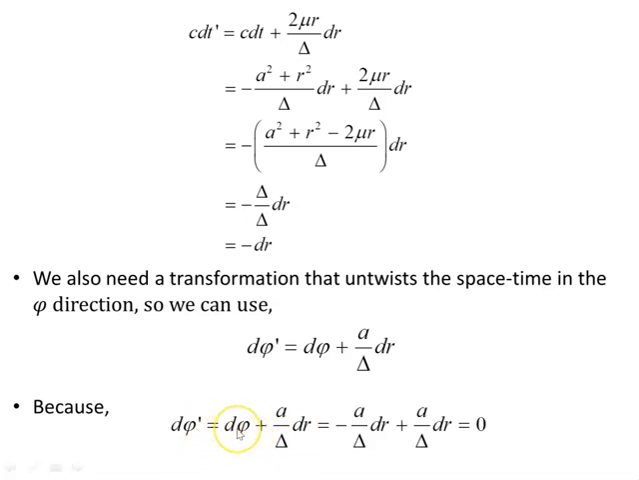d phi dash becomes then d phi plus this bit here, and this acts to untwist the space-time. So we have this transformation that untwists the space-time in the phi direction. Remember how due to the rotation, the frame dragging effect, where space-time itself is dragged around, curved and twisted around due to the rotation, we need to untwist that. So d phi dash is d phi plus a on delta dr. Well, remember d phi was minus a on delta dr, and then adding the same quantity on gives us d phi dash is 0.